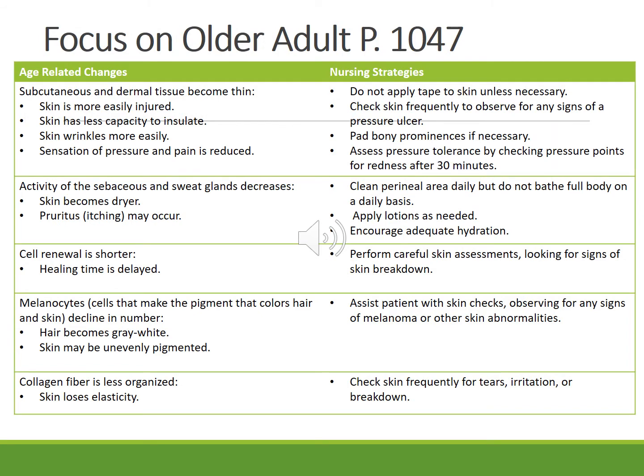As I previously stated, we would be going over a lot of talking about the elderly population when we talk about skin integrity. This table is in your book. It's on page 1047. And I included it in this PowerPoint just to give you a way to identify some age-related changes you may see with an elderly person in their skin, and then nursing strategies that we can implement to assist with that. Their skin is more thin. It can be easily injured. They have maybe less capacity to insulate. Their skin's more wrinkly. And their sensation of pressure and pain is reduced when we talk about the subcutaneous and dermal tissue layers.